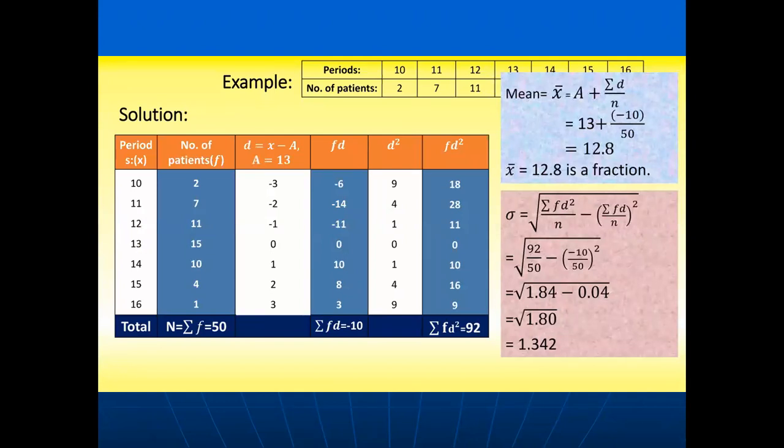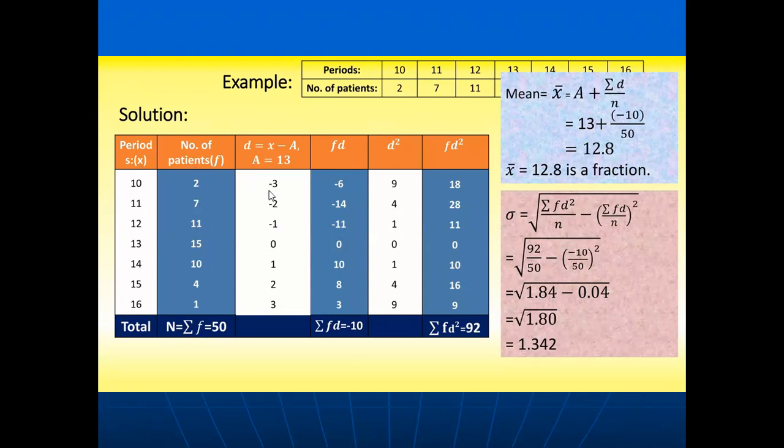See, the data is given here, pertaining to periods and the number of patients. Now the periods are represented as X. It starts from 10, and ends at 16. The frequencies are 2, 7, 11, 15, 10, 4 and 1. So therefore the sum of the frequencies will be 50.